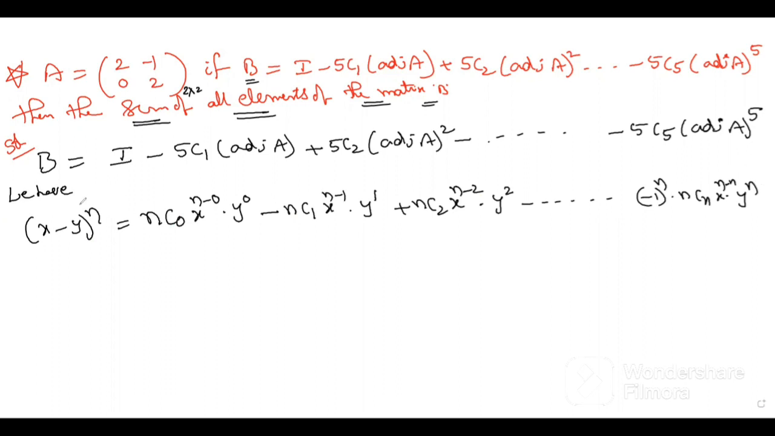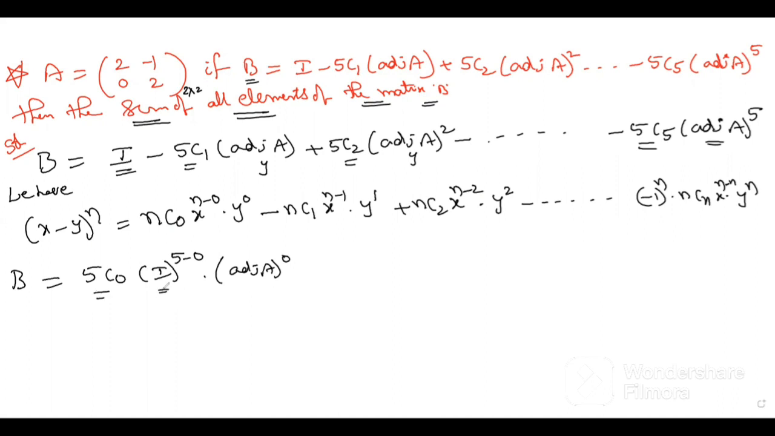Here, on comparing with this formula, B can be written with 5C1, 5C2, up to 5C5. What is the first term here? 5C0 into I to the power 5 minus 0 into y. Here, what is the value of y? Adjoint of A is given. So y square, y cube and y to the power 5 here. So y is adjoint of A power 0. 5C0 value is 1, I to the power 5.